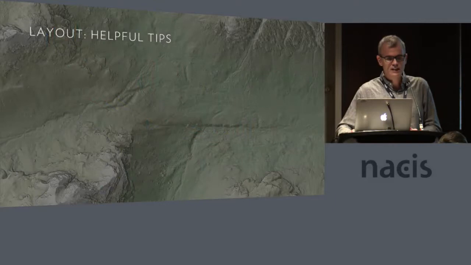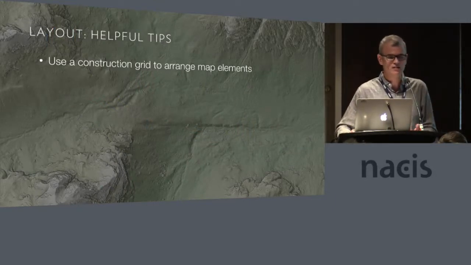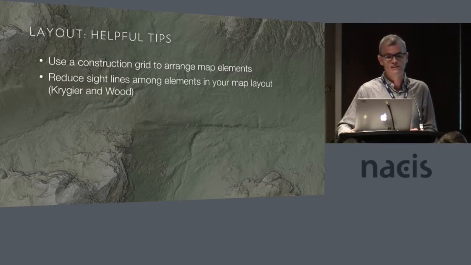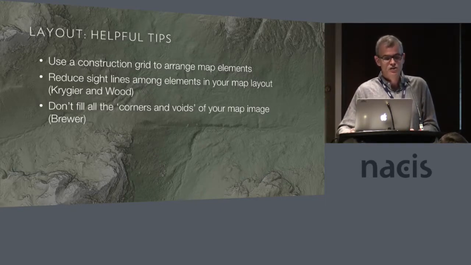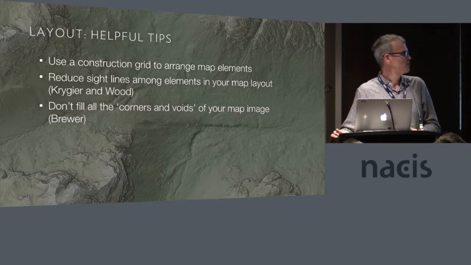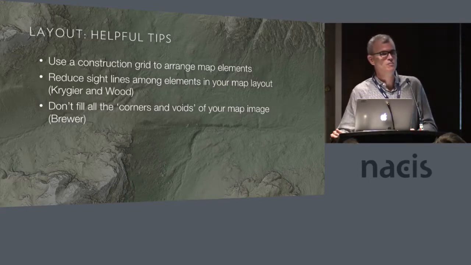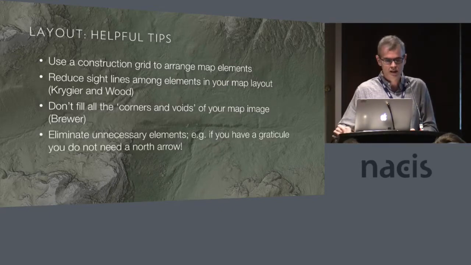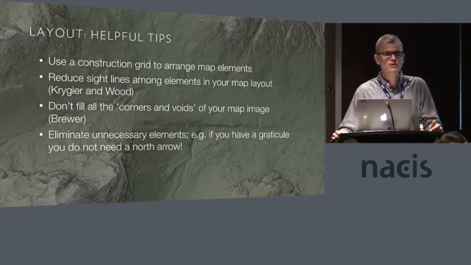So some helpful tips. Use a construction grid to arrange your map elements. Whether you're going free flow or not, use it. Reduce the number of sight lines you have going on in your map. Don't fill all the corners and voids of your map image. It's sort of a basic dictum to map designers. You want to have some negative space. And I added this one, eliminate unnecessary elements. People put things on their map that just don't need to be there.